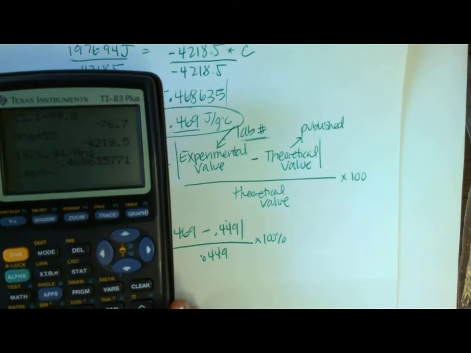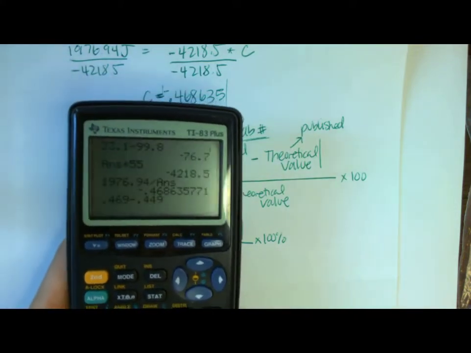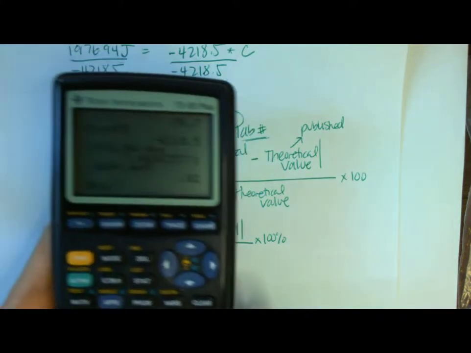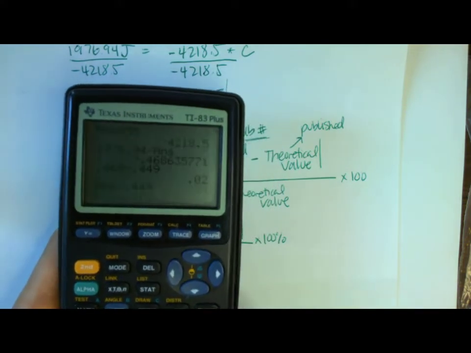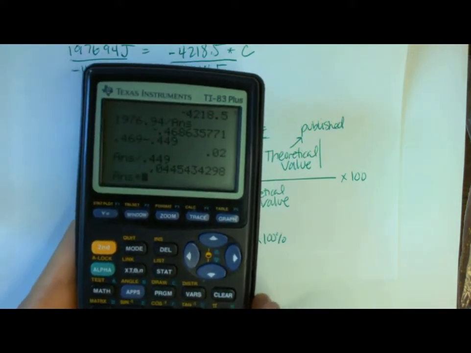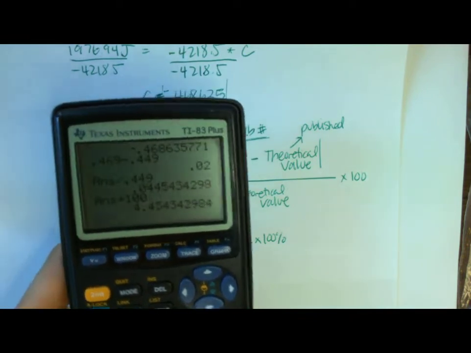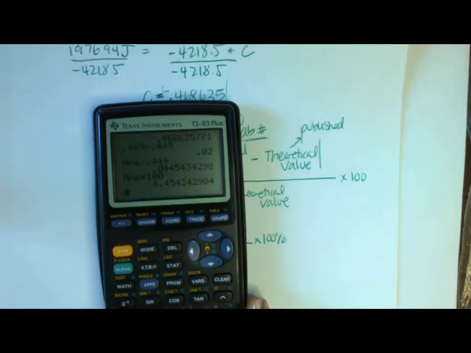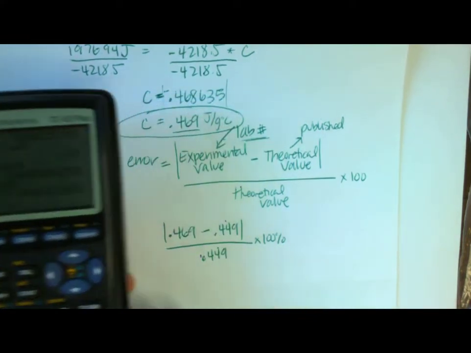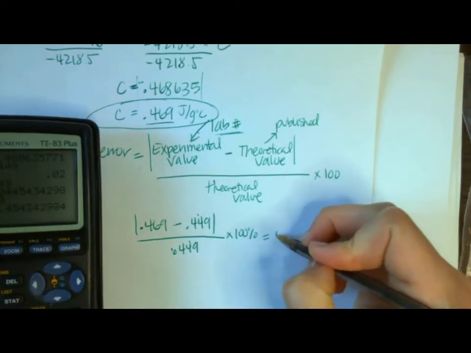0.469 minus 0.449 divided by 0.449 and times it by 100. We only got 4.5% error. That's not too bad.